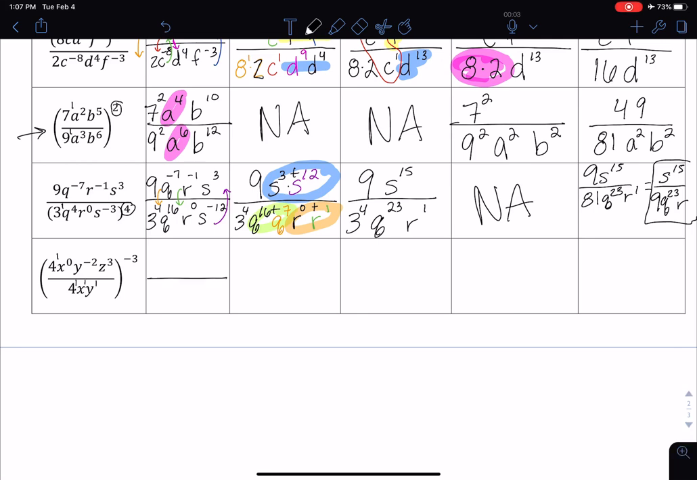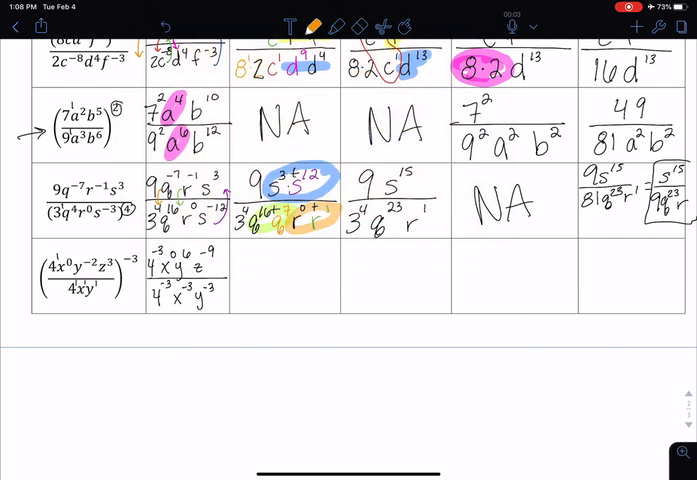So now I just multiply everything by -3. So for the 4, 1 times -3 is -3. For the x on top, 0 times -3 is 0. For the y on the top, -2 times -3 is a positive 6. And for the z, 3 times -3 is -9. On the bottom, 4 times -1 is -3. X is -3. And y is also -3.